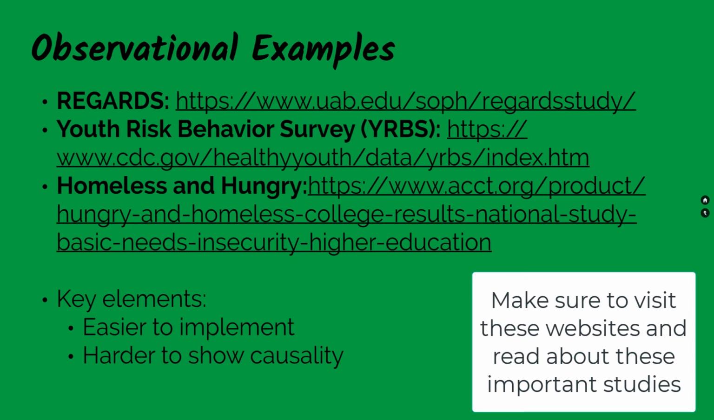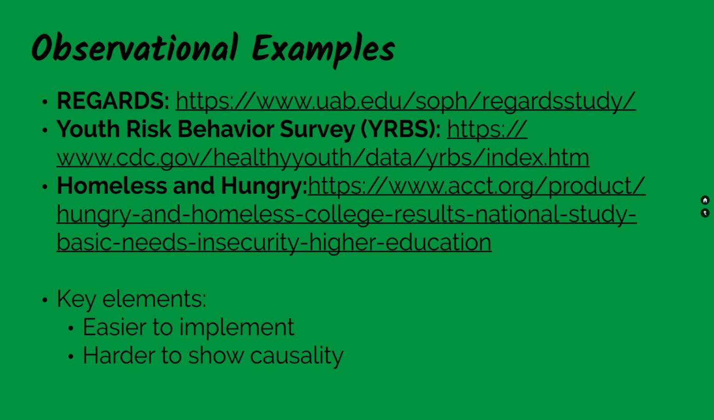These are observational. In REGARDS, there are no specific medications or interventions being done to prevent stroke. They're simply following people to determine if they have a stroke. In the Youth Risk Behavior Survey, there are no interventions being done to intervene in risk for alcohol or drug use. They're simply asking people about those risk behaviors. In Homeless and Hungry, there's no intervention being done to limit or prevent homelessness, and no food or assistance being provided. It's simply surveying insecurities around homelessness and hunger or food issues in college-age students.